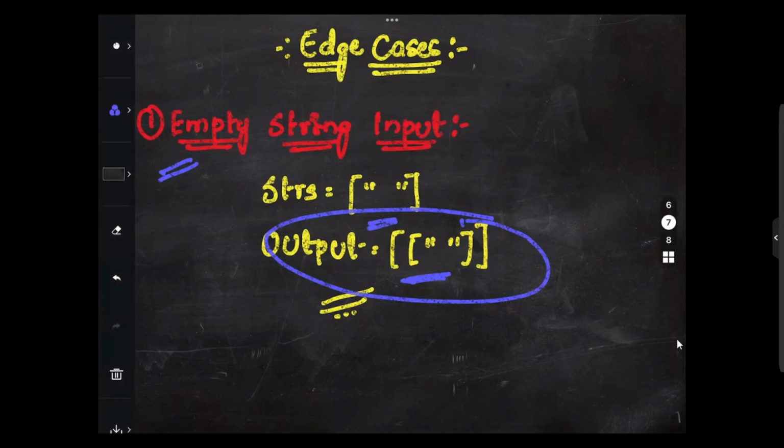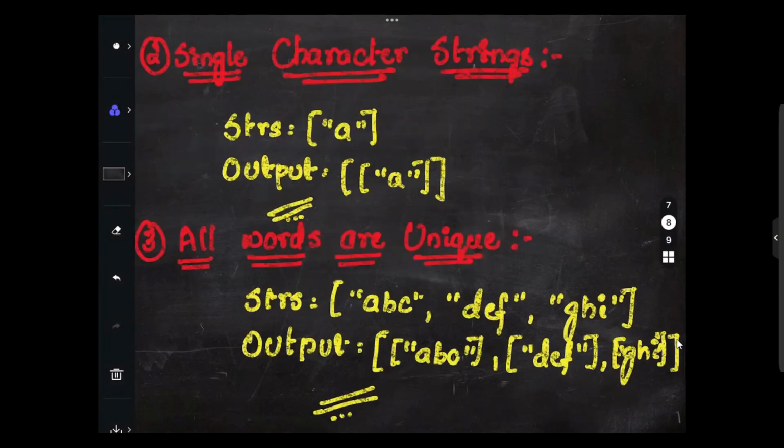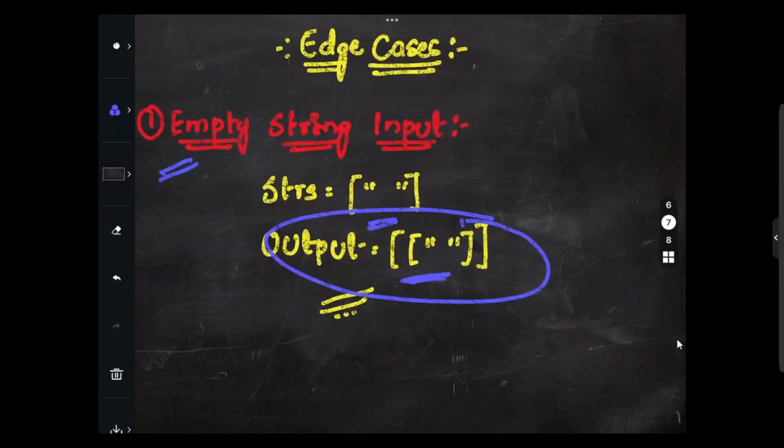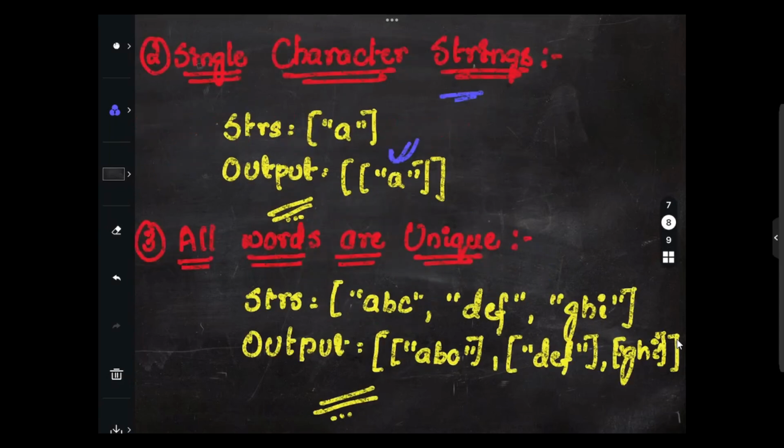Let's come to the second edge case here, single character string. We have the single character A, right? Only one group exists in this case. Only one string exists, so it forms its own group. Previously we had an empty string. When we sort the empty string, it results in the empty string itself, so it remains in its own group, right? Here we have only one string, so it forms its own group.